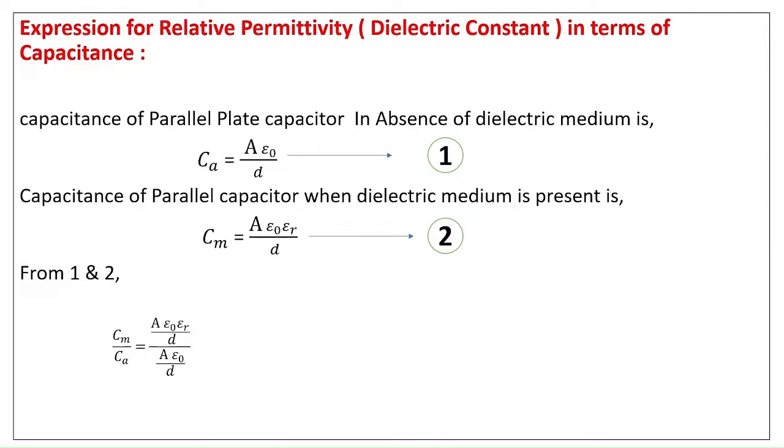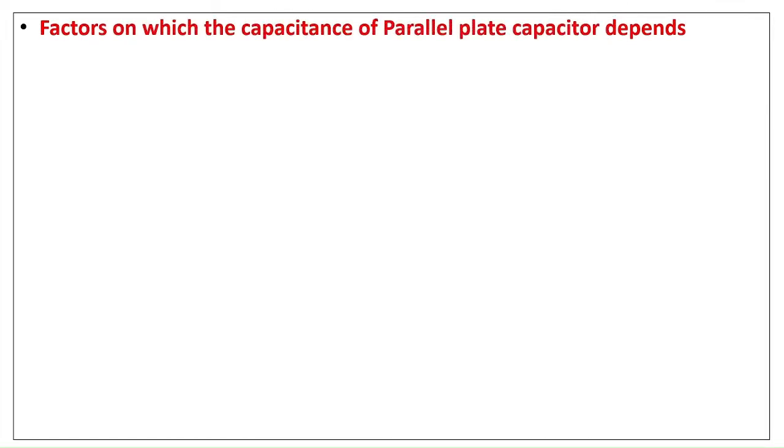From equation 1 and 2, Cm by Ca is equal to A epsilon naught epsilon R by D divided by A epsilon naught by D. On cancelling common terms, finally we get Cm by Ca is equal to epsilon R. Therefore, Cm is equal to Ca into epsilon R. This is the expression for relative permittivity in terms of capacitance.